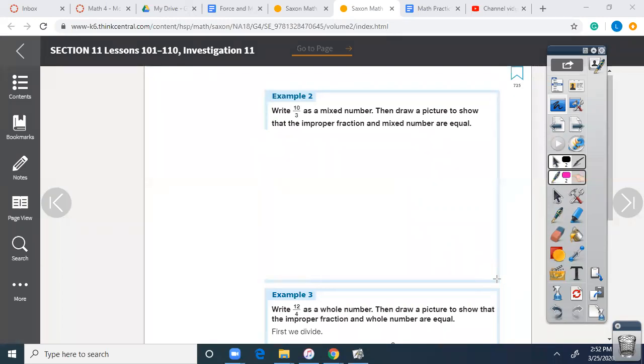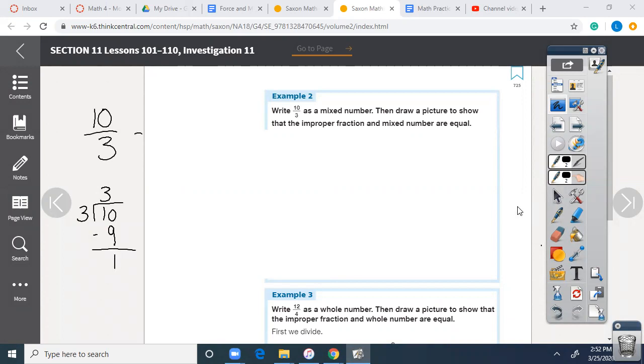This one asks us to write 10/3 as a mixed number. So we are going to write 10/3 as a mixed number, which means we can draw a picture or we can divide. And I think dividing is easier, so let's do that. 10 divided by 3. 3 goes into 10 how many times? 3 times. 3 times 3 is 9. 10 minus 9 is 1.